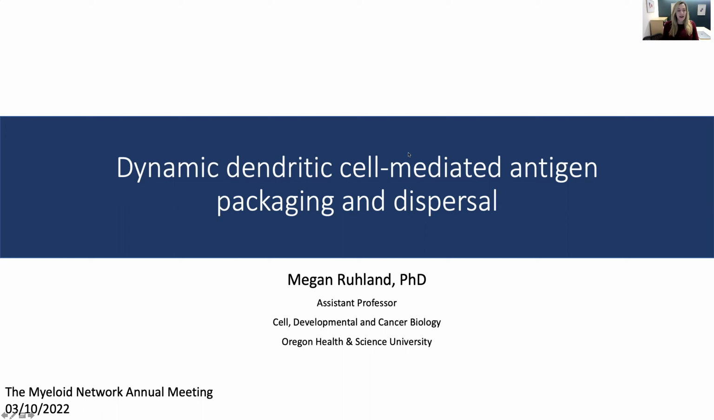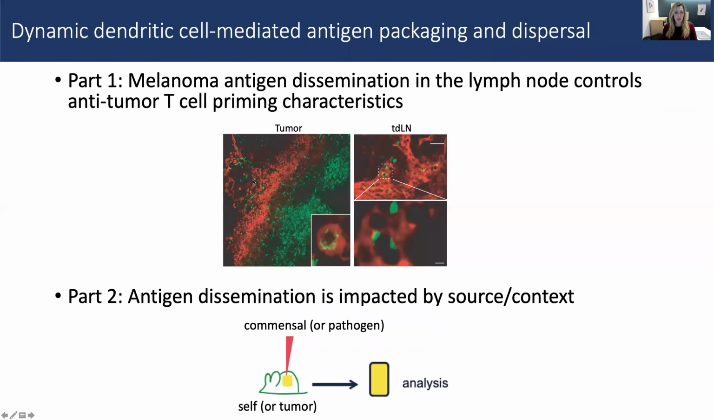Today I'm going to be discussing the work that I have been doing on dynamic dendritic cell-mediated antigen packaging and dispersal. This work is divided into two parts. First, I will go through some of the previously published work from about a year ago, as I was exiting my postdoc at UCSF with Max Krummel, looking at melanoma-derived tumor antigen dissemination in the lymph node and the impact that had on anti-tumor T-cell priming characteristics.